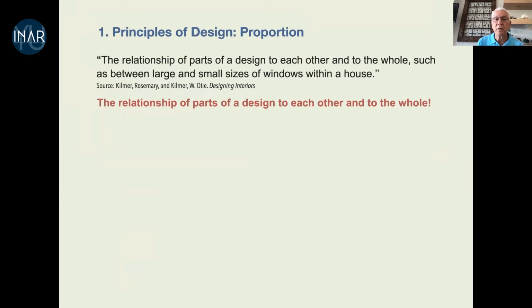Okay, let's look at proportion. Proportion is the relationship of parts of a design to each other and to the whole, such as between large and small sizes of windows within a house. But here, the critical phrase is this: the relationship of parts of a design to each other and to the whole. So there is a whole, and this whole is composed of parts, and there is a relationship between these parts, and also a relationship between parts and the whole, right? That is the basic definition.